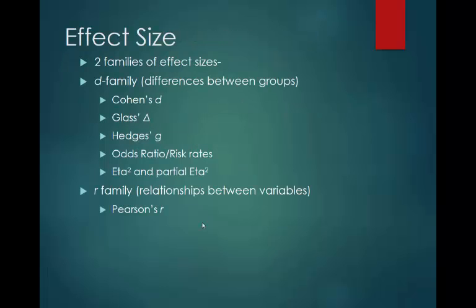Okay, so they talked briefly about families of effect sizes, and really what you need to know is there's the D family, which is differences between groups, and then there's the R family, which is relationships between variables. In your book they have a whole list of them, and these are just some of the ones I pulled out that you will probably see most frequently. And again, just something to look out for.